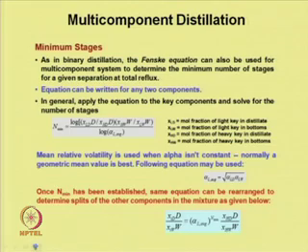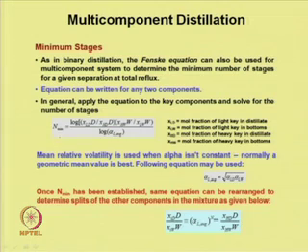Now, for multi-component systems, how to obtain the minimum number of stages? As in binary distillation, the Fenske equation can be used for multi-component systems to determine the minimum number of stages for a given separation at total reflux. Equations can be written for any two components. In general, apply the equations to the key components and solve for the number of stages.